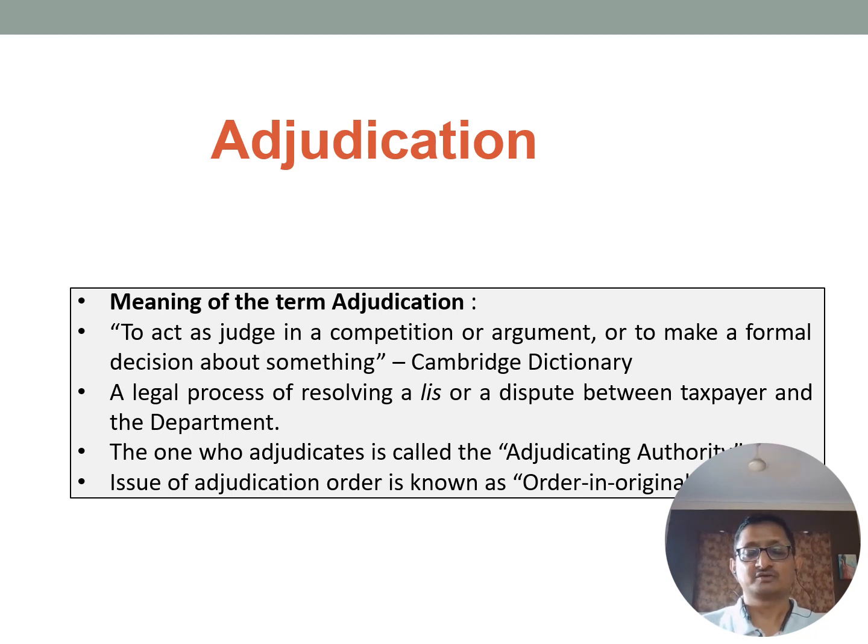Adjudication: after you get the show-cause notice, the process will go to adjudication. It is a quasi-judicial body that acts as a judge in a complaint or argument to make a formal decision about something. It is a legal process to resolve a dispute between a taxpayer and the department. So in adjudication, there will always be 3 persons. One is the taxpayer, one is the GST department which has done the audit and issued the show-cause notice, and the third person who will adjudicate between the GST department and the taxpayer.